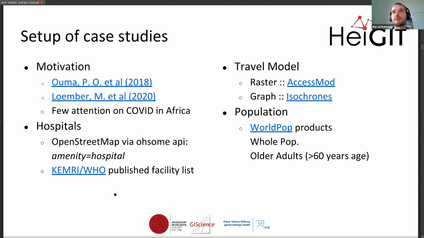As I already told you, we used a cost raster approach. This was done with the AccessMod tool. This is a nice tool. You can find it on Google. It's developed by the University of Geneva together with the WHO. And then, the isochrone approach. This is based on a tool or website, the OpenRouteService, which is developed by our institute.